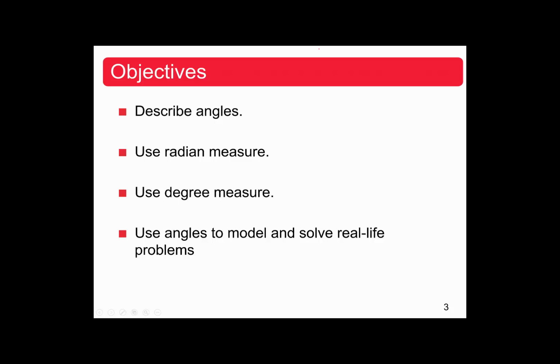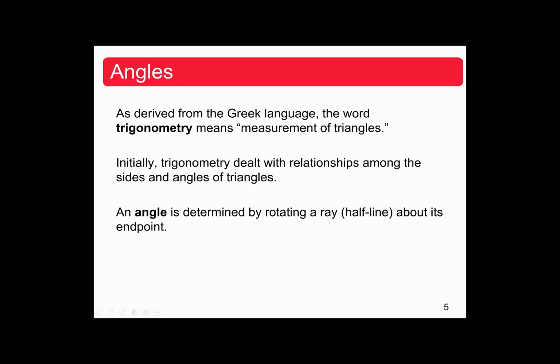Now we're going to learn how to describe angles, the structure of the angle, radian measurement, and degree measurement, and use angles to model and solve real life problems. Angle first. Back in ancient Greece, they came up with trigonometry. When they first came up with it, they used it to measure the sides and angles of a typical triangle. They called that measurement of triangles. Initially, trigonometry dealt with the relationship among the sides and the angles of a triangle.